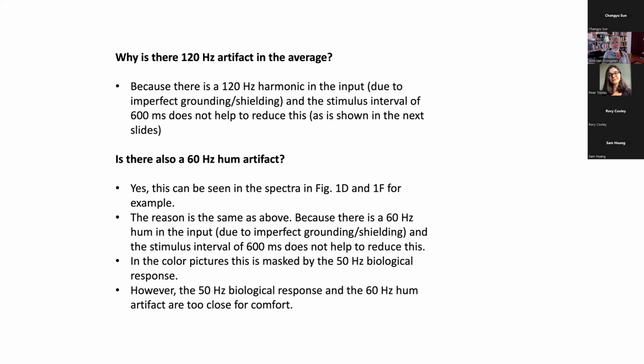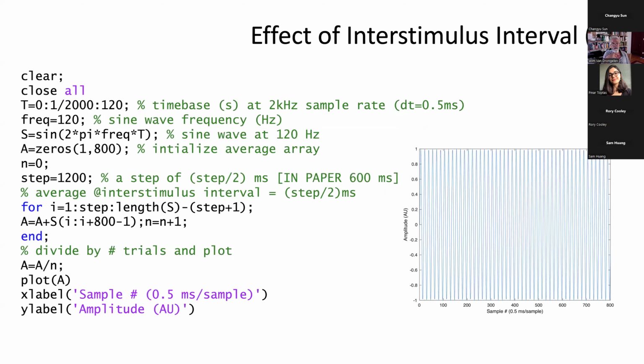So what could you do about it? Well, shielding would be the first thing, but of course, once you have it recorded, shielding is not possible. You could have taken a different interstimulus interval, of course, because look what happens if you use an interstimulus interval of 600 milliseconds, and this is just a simulation of 120 Hertz. If you start averaging that at a rate of 600 milliseconds, your average will have a lot of this 120 Hertz. And you can copy and paste this in your MATLAB and run this, and you will see that that is what happens.